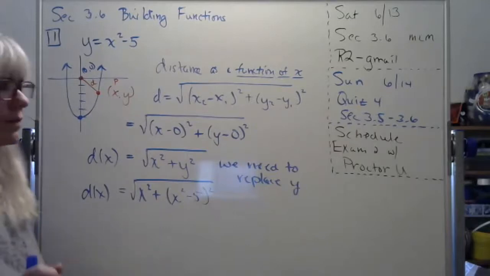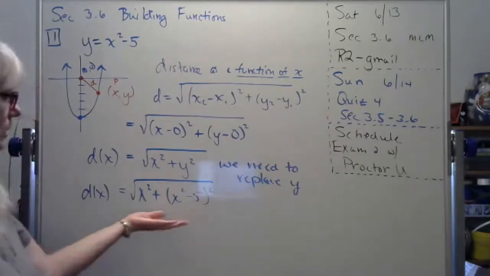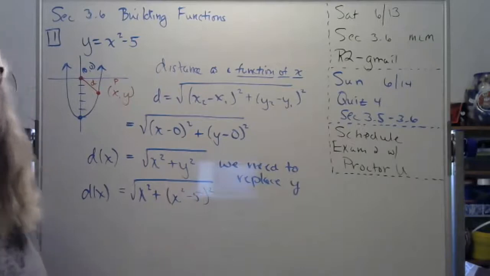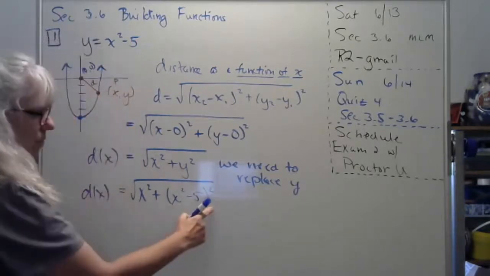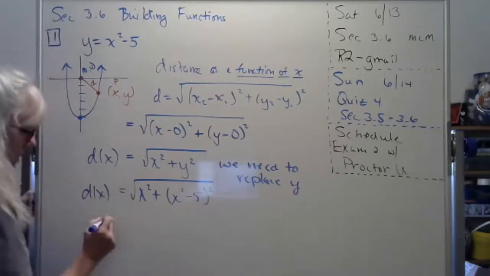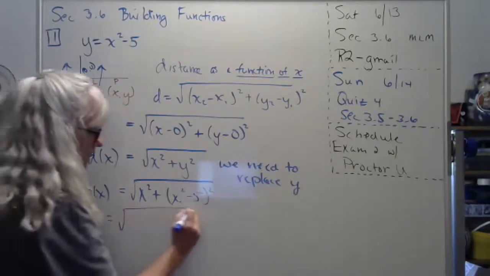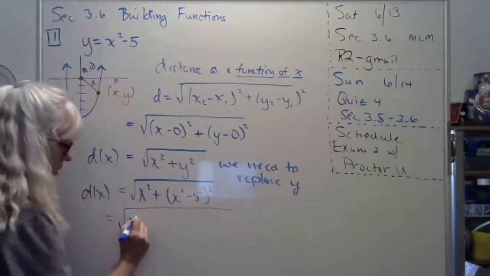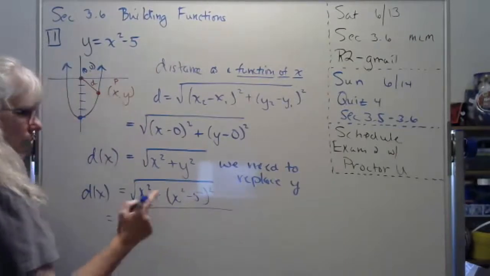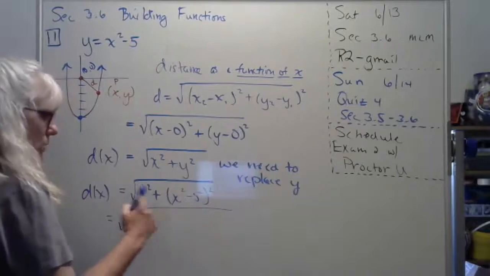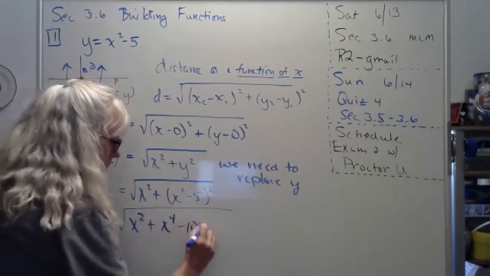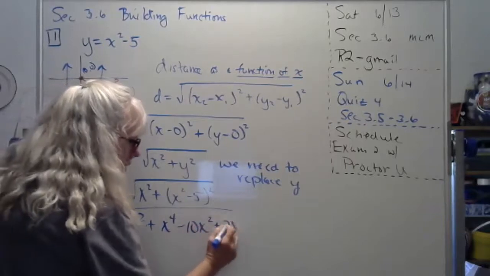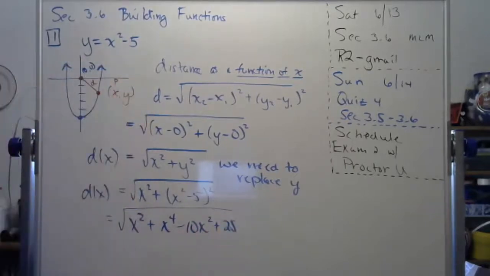Now, if this were face-to-face and you were turning homework in to me, I would let you stop right there. But I noticed that in MyMathLab, you need to clean that up. So I'm going to go ahead and FOIL out the x squared minus 5 and start collecting like terms. So we're not quite done only because of how they want the information inputted. If we FOIL out x squared minus 5 times x squared minus 5, we'll get an x to the 4th minus a 10x squared plus a 25. So x squared plus x to the 4th minus 10x squared plus 25.